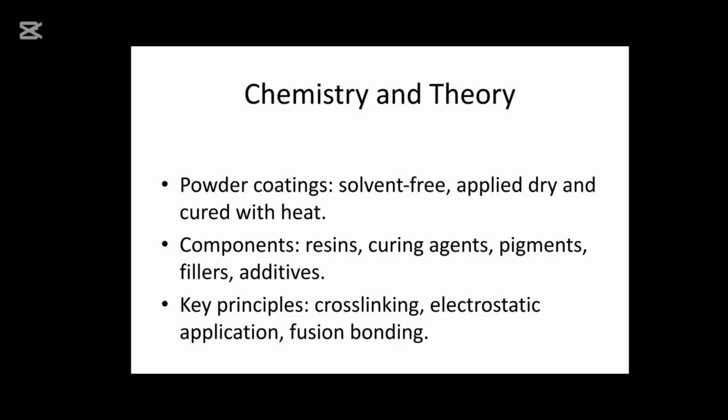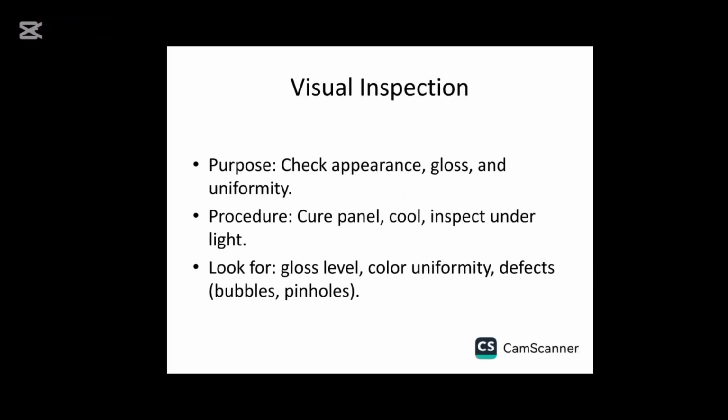The first step of powder coating testing is visual inspection. This is the first step. The coated surface is checked with the eyes. You look for problems like bubbles, dust, uneven color, or rough spots. A good powder coat should look smooth and uniform. The procedure is: let the panel cool, inspect under light, look for gloss level, color uniformity, and defects like bubbles and pinholes.